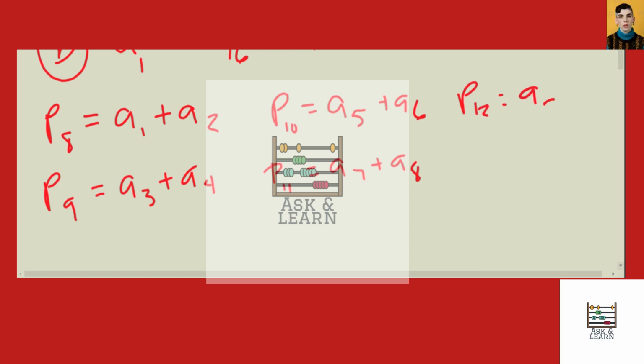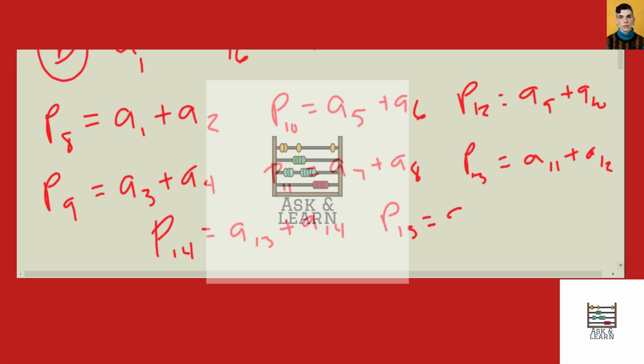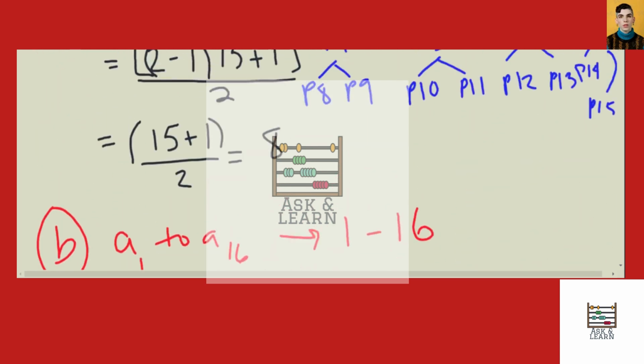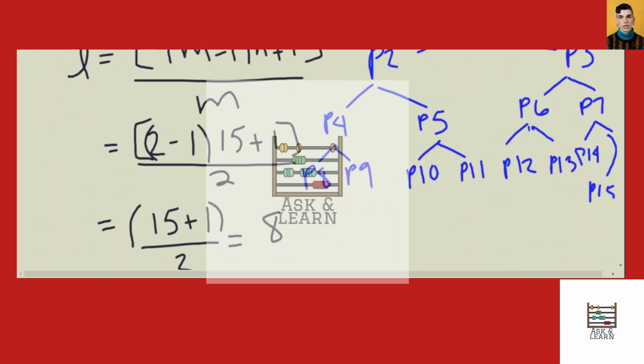P12 is going to do A9 and A10. P14 is going to do A13 and A14. And then P15 is going to do A15 and A16. Okay. So now if each one of those is adding, we eventually want P1 to actually process all of the numbers and have an answer.